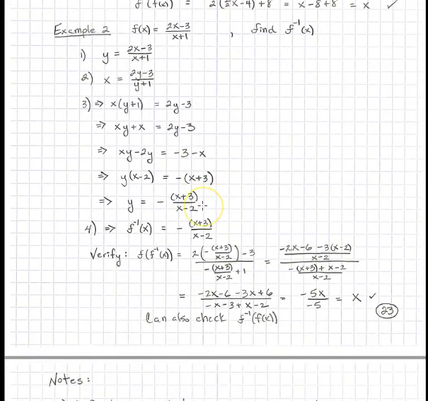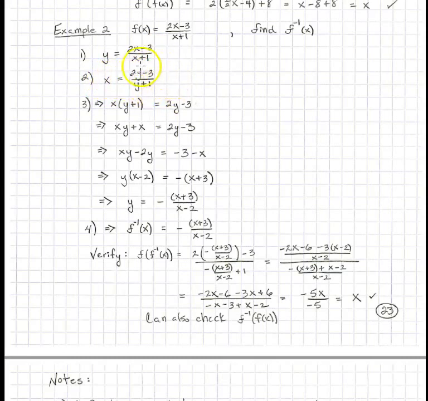All right, we'll go over one that has a little bit more algebraic consequence towards the end, but it's the same procedure. If I want to find f inverse of x for this function, f of x equals 2x minus 3 divided by x plus 1. First of all, since I have f of x, I'm going to change f of x to y. So y equals 2x minus 3 over x plus 1. Then everywhere I see an x, I make it a y, and everywhere I see a y, I make it an x. So that means I have x equals 2y minus 3 over y plus 1.